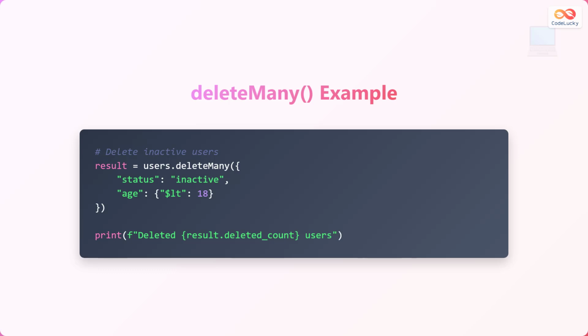Here's an example of how to use the deleteMany method in Python with PyMongo. First, a comment: delete inactive users. Then define result and set it equal to users.deleteMany. The filter is that the status is inactive and the age is less than 18. Then print the number of users deleted from the result. This code snippet shows how to delete all inactive users under the age of 18 from the users collection and prints the number of deleted users.